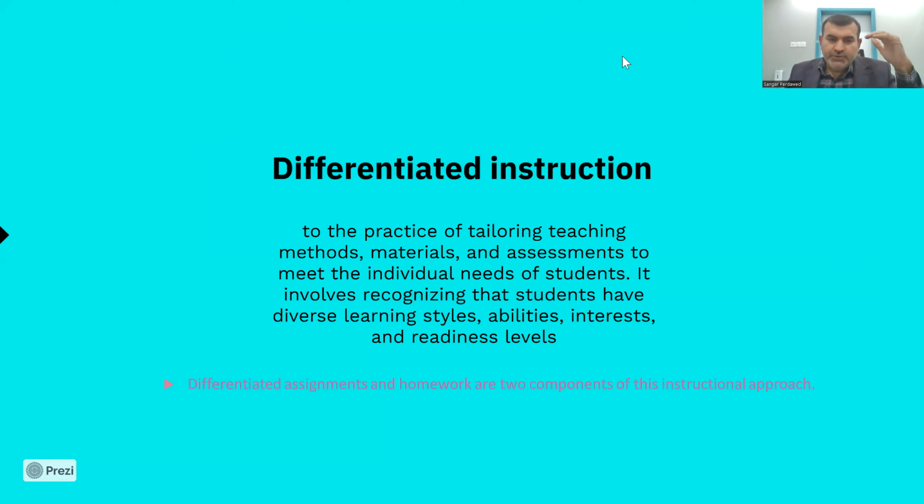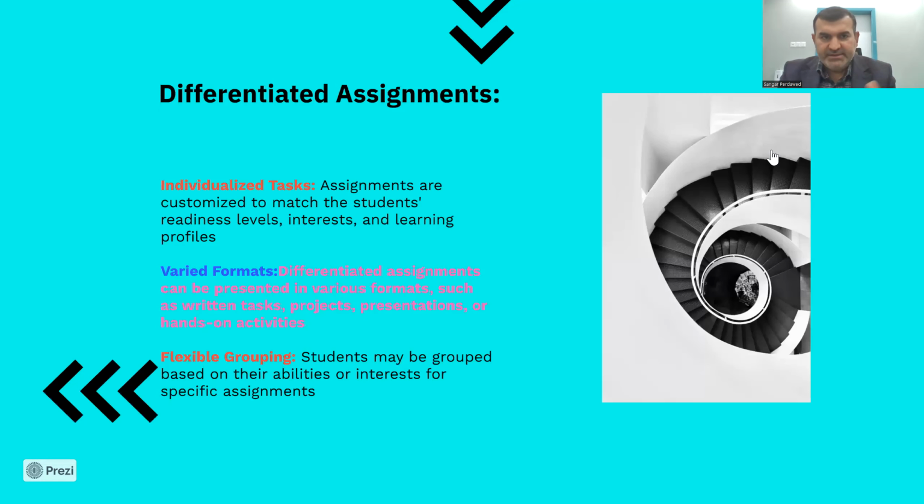For example, you choose the assignment according to the student's ability and interest. You choose the homework according to them. So this is what differentiated homework and differentiated assignment mean. Now, if we talk about the first one, the differentiated assignment, it has three main components for easy understanding. One of them is that it individualizes the task.